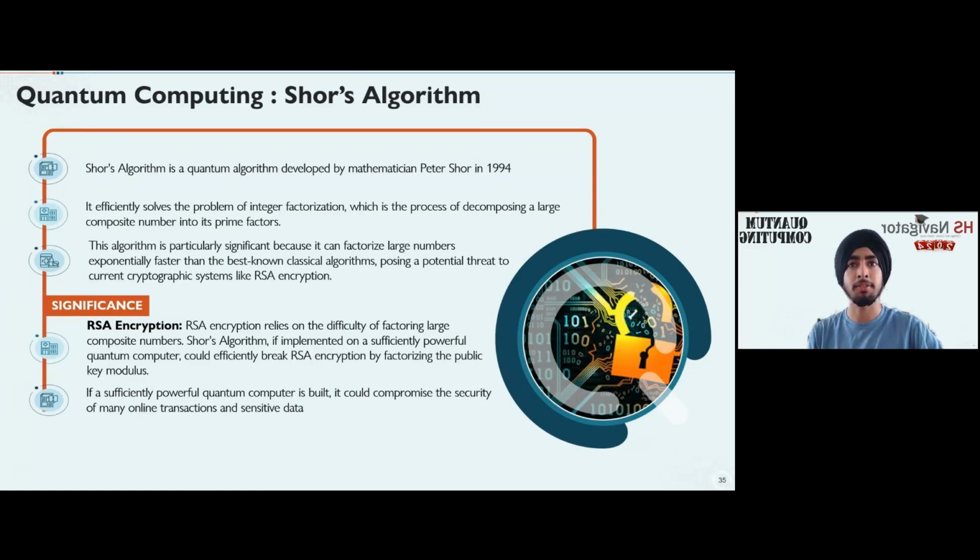Classical computers would probably take tens to hundreds of years to crack these large factorizations. But quantum computers can solve them in a matter of minutes or a matter of hours. So if a sufficiently powerful quantum computer is built, it can take down the security of online transactions and data.